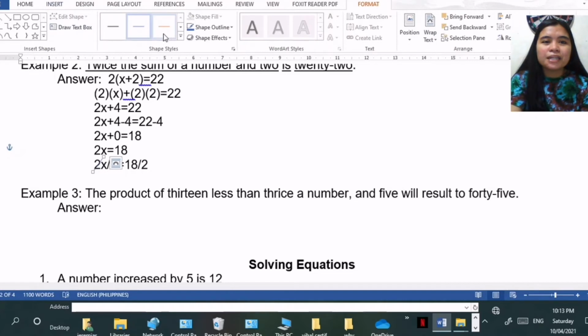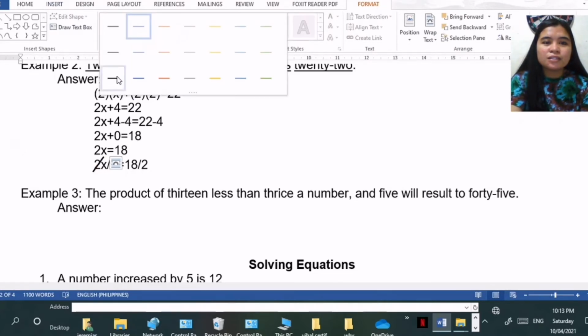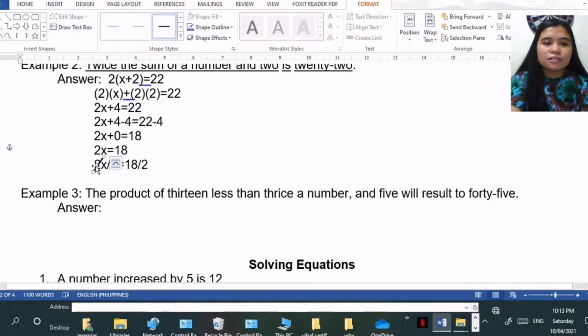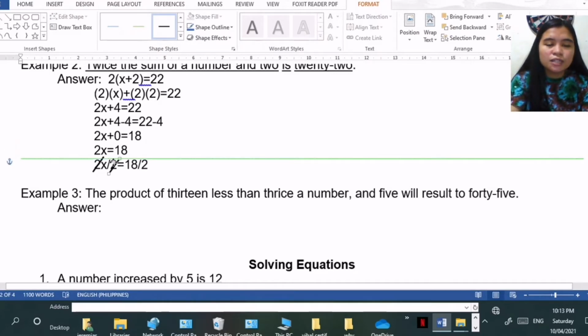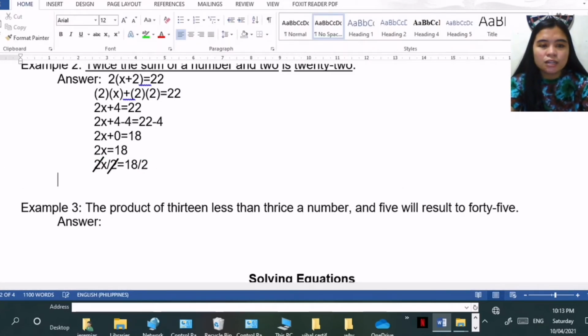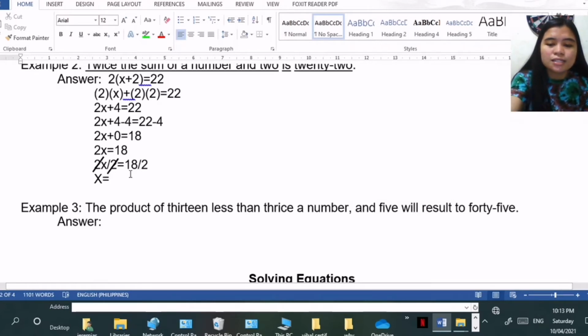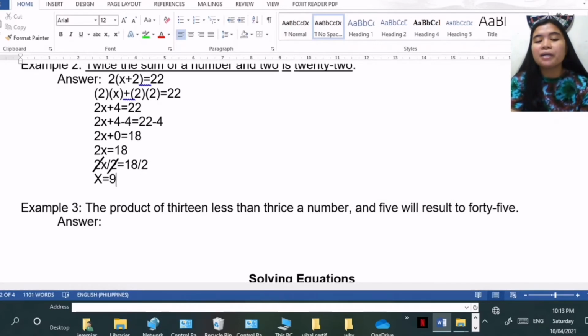Ayan. Pahirapan mag-compute kapag ganito. Ayan, cancel out na natin yung 2. Ayan. So, ang maiiwan na lang dyan is, kapag na-cancel na natin yung 2, so maiiwan na lang dyan is the variable or the x. Okay po. And then we have here 18 over 2 or 18 divided by 2, that is 9. So, therefore, our x here is 9.